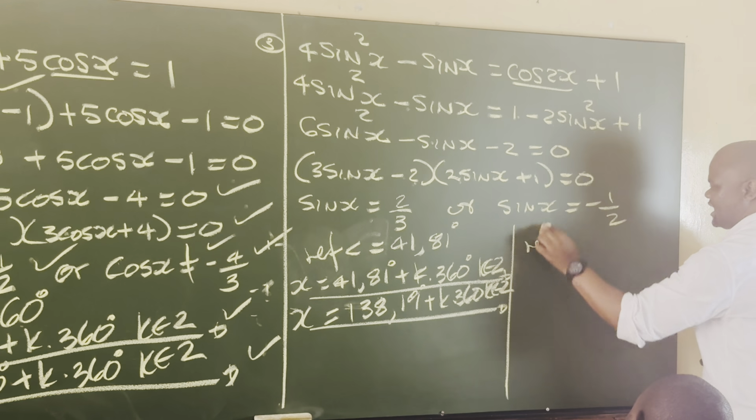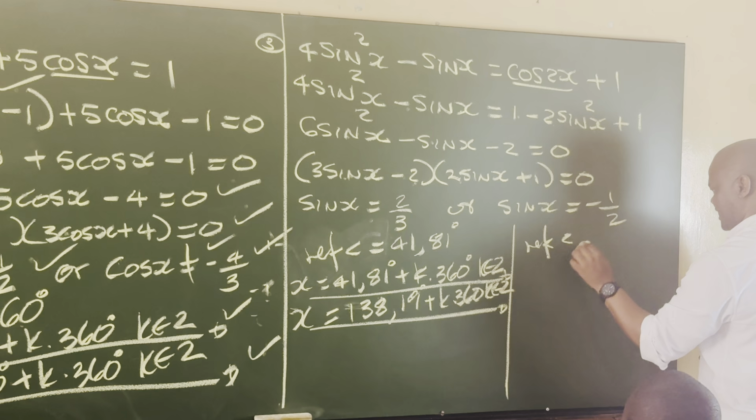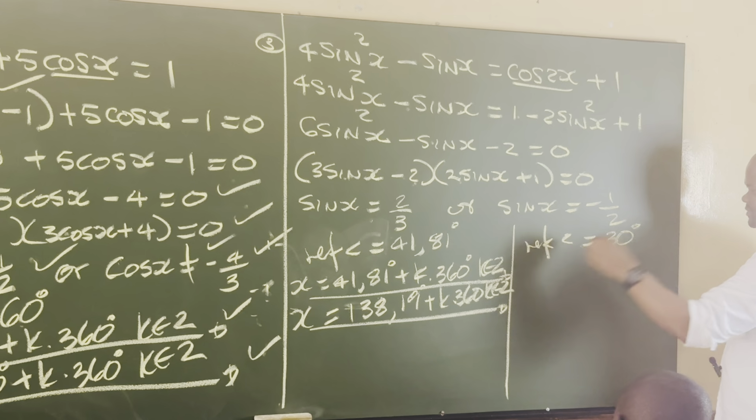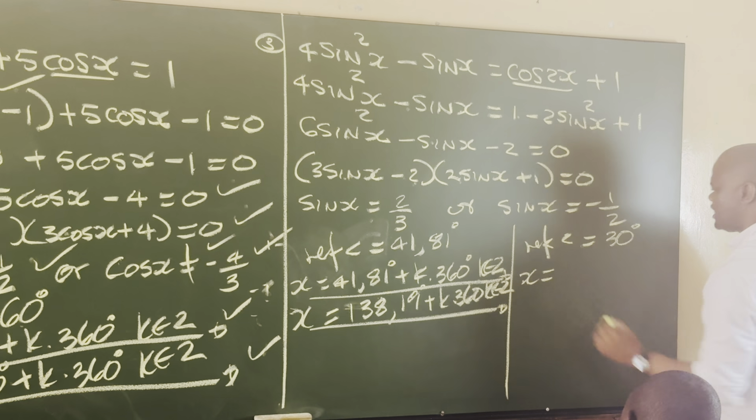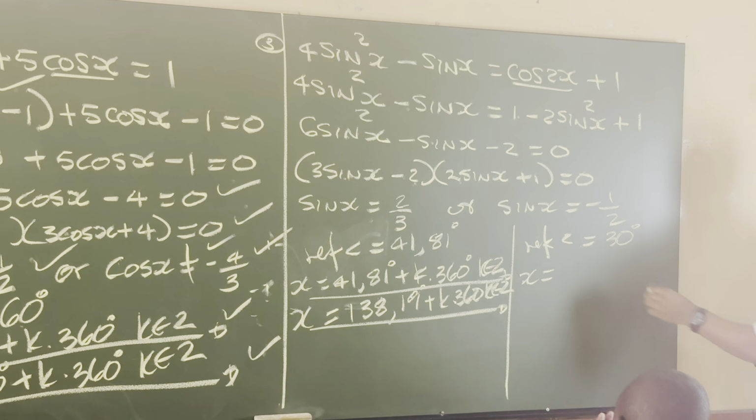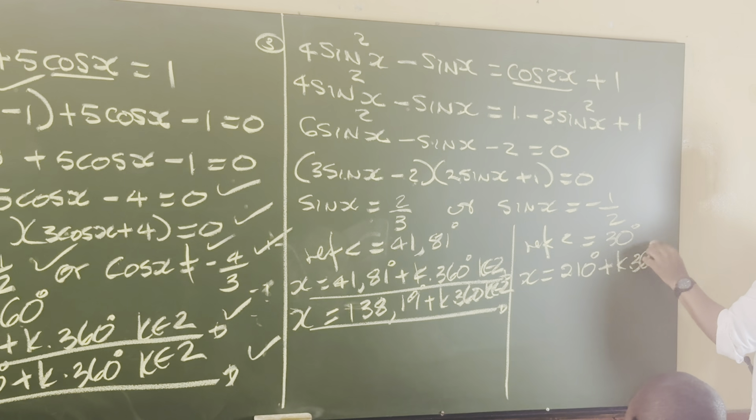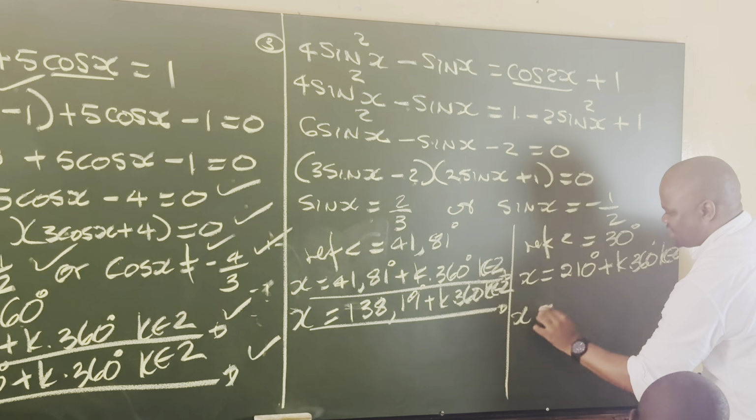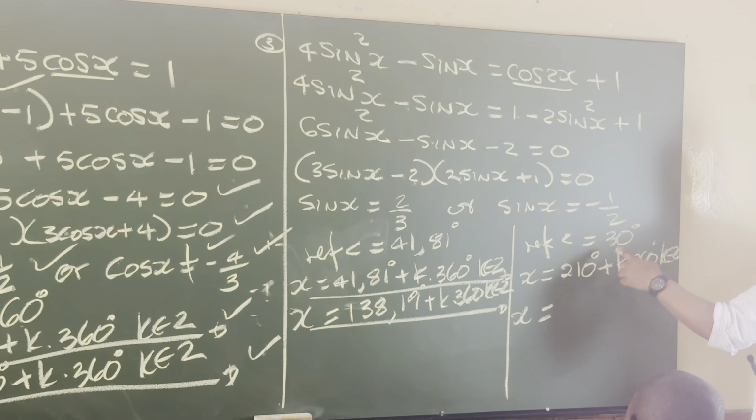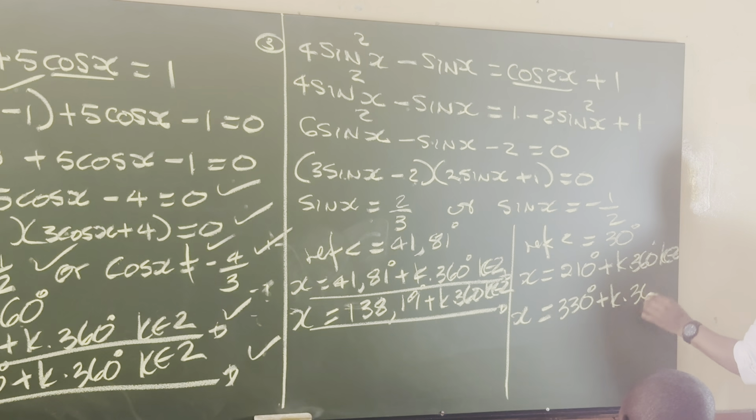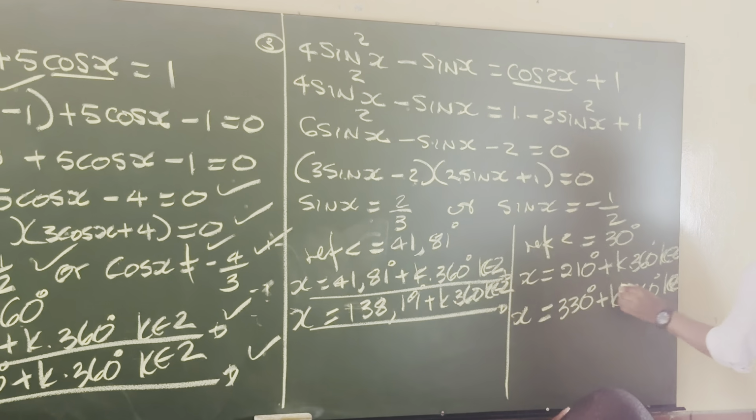What about this one? The reference angle is 30. Then which quadrant are we operating in? Third and fourth. So this is x equals to, in the third we say 180 plus 30, so you have 210 degrees plus k times 360, where k is an element of integers. And then our second solution is in the fourth quadrant, which means 360 minus 30, which will give you 330 plus k times 360, where k is an element of integers. And then you get your 7 marks. This will be 4 marks.